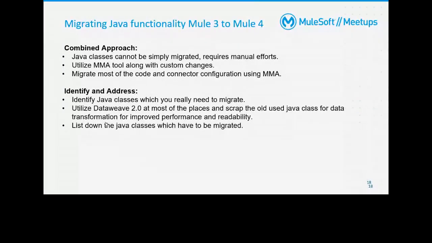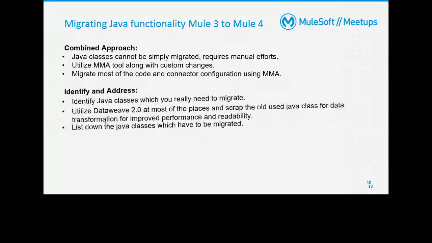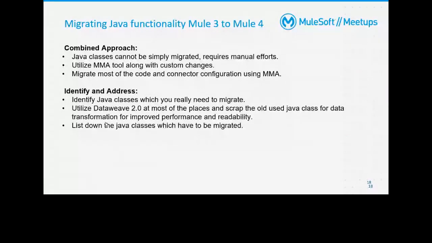Some Java classes can be used for custom scenarios, like you are just hitting a service which is on-prem and dedicated to that only. So they have used some custom logic and a Java class for that. You have to migrate that eventually to work as it is. So those classes, you just list them down, and then start the migration for those. So combined approach and identify and address: these two you have to keep in mind while you start your migration. That's the strategy you have to look into.